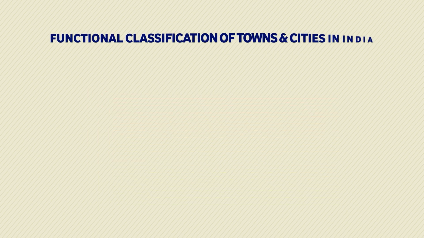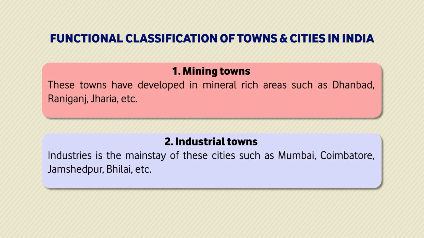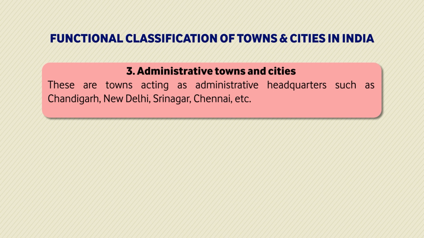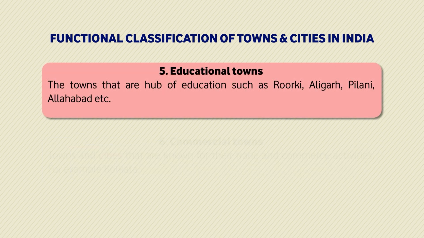Now, functionally also towns and cities in India are classified. Like you must have heard of mining towns like Dhanbad, Raniganj, Jharia, etc. Industrial towns like Coimbatore, Jamshedpur, Bhilai, etc. Basic character is industrial. Administrative towns with the headquarters like Chandigarh, New Delhi, Srinagar, Chennai, etc. Transport cities which are primarily engaged in export and import like Kandla, Kochi, etc. Educational towns, as the name says, the hub of education like Roorkee, Aligarh, Pilani, Allahabad, etc.